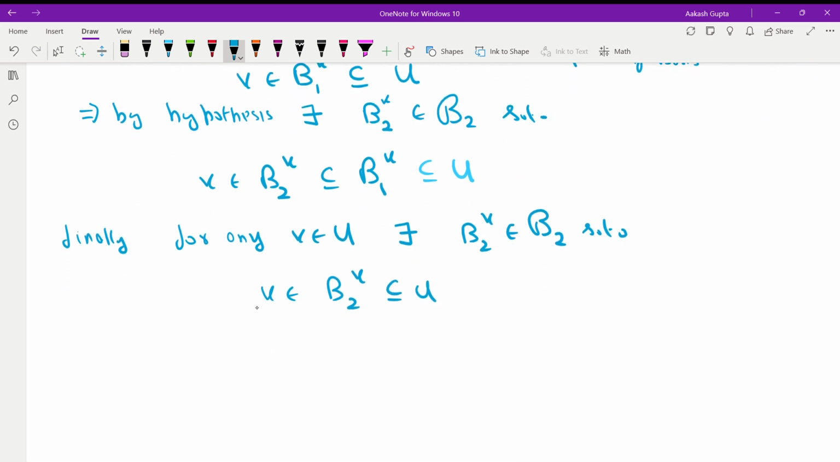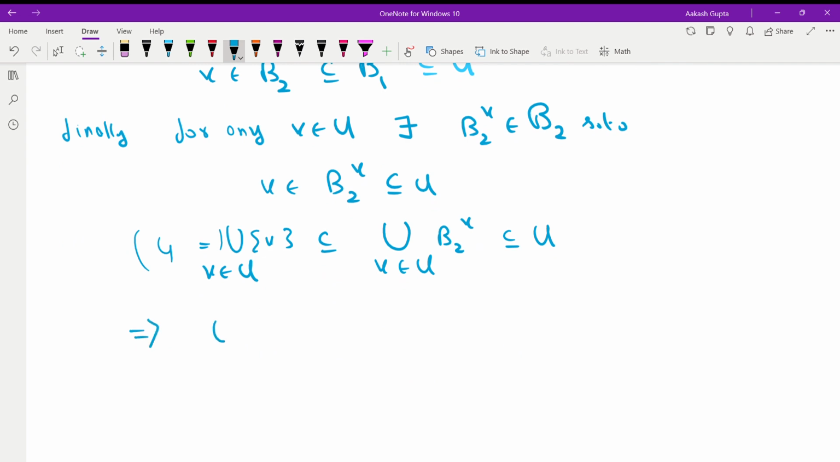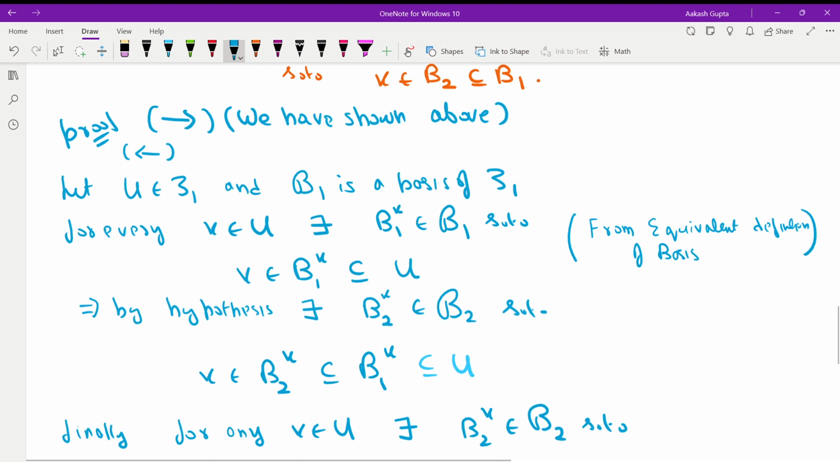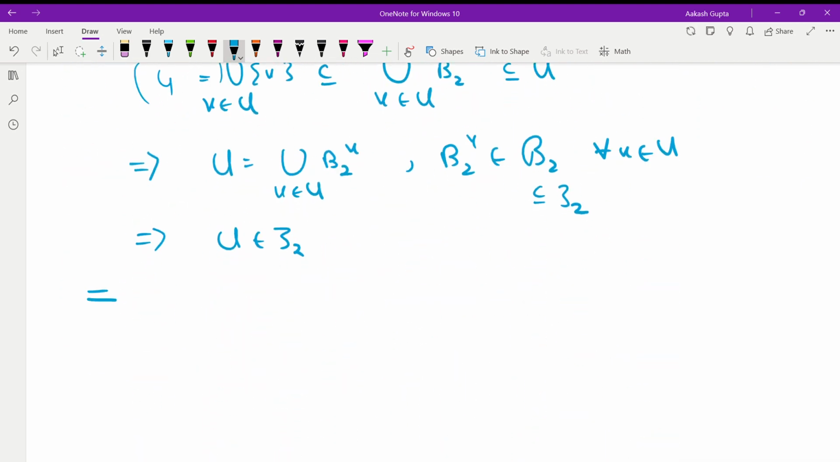So what it means? You take the union over all x. This we have done many times, right? So this would be the union over x in U of B2x, and this is basically U only. So U can be expressed as a union of members of script B2. These B2x belong to script B2 for every x in U, which is contained in tau2. So you see, U belongs to tau2 because tau2 is of course a topology. You started with U in tau1 and finally you have this U in tau2. This implies tau1 is contained in tau2. So we are done.